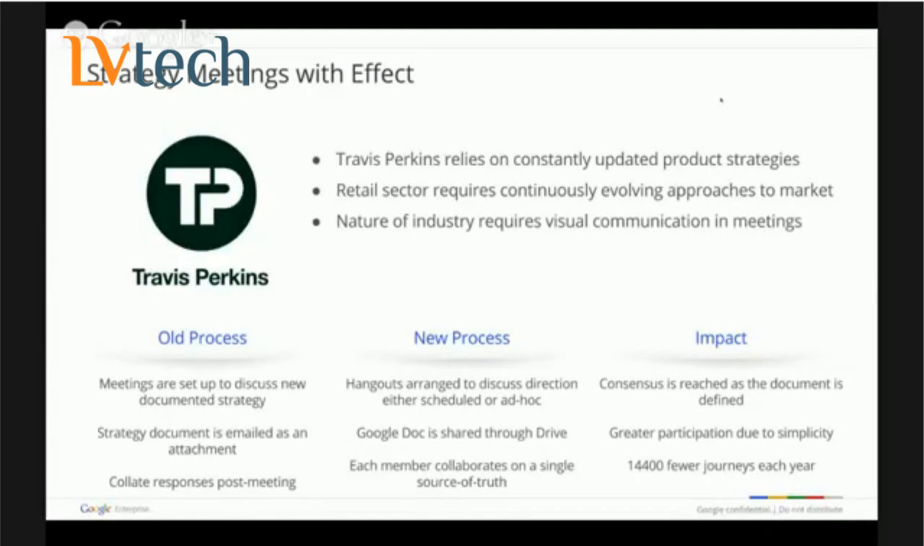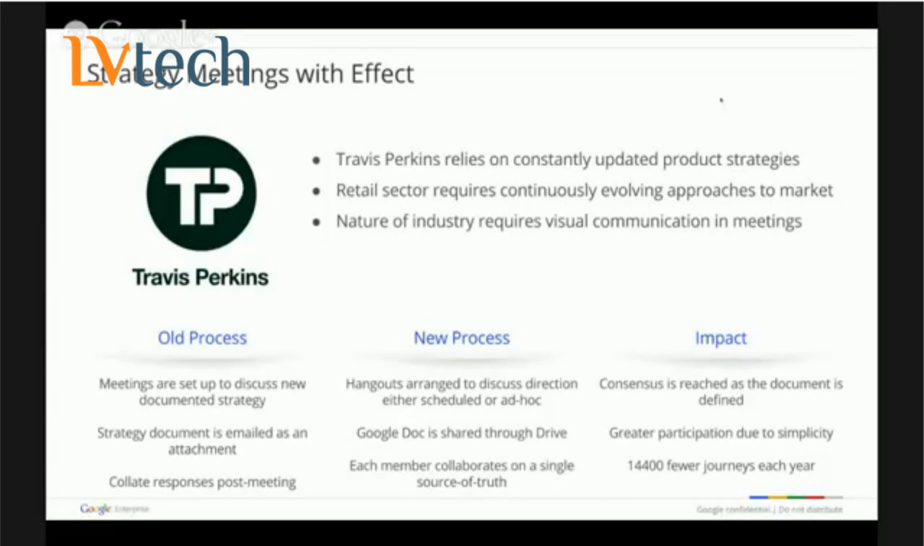And so in the past, as they get a new product line coming into the stores, they do a traditional thing where they'd set up meetings to discuss the new strategy that they've documented. They'd email that document as an attachment. Everybody would provide their feedback on the attachment, send it back after the meeting, and send it back out. And the whole thing would take weeks to complete.